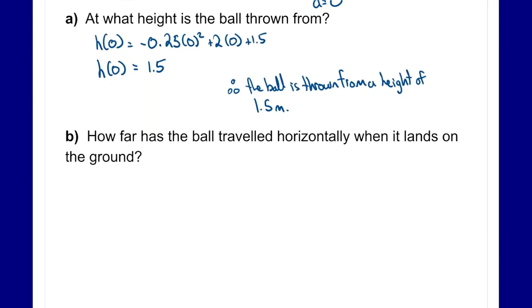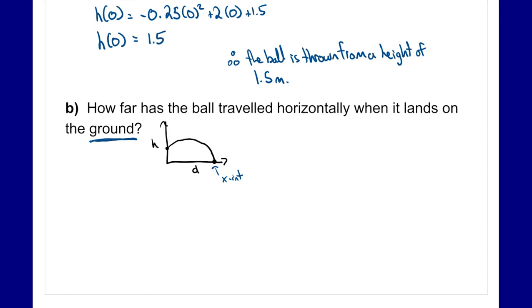D asks, how far has the ball traveled horizontally when it lands on the ground? If it's landing on the ground, that's the key information. Because if I were to look at a graph of this parabola, it starts at 1.5, it's thrown, and it goes and hits the ground. We have our height, we have our horizontal distance. We are essentially looking for the x-intercept. So when we're talking about it hitting the ground, we're looking for an x-intercept.